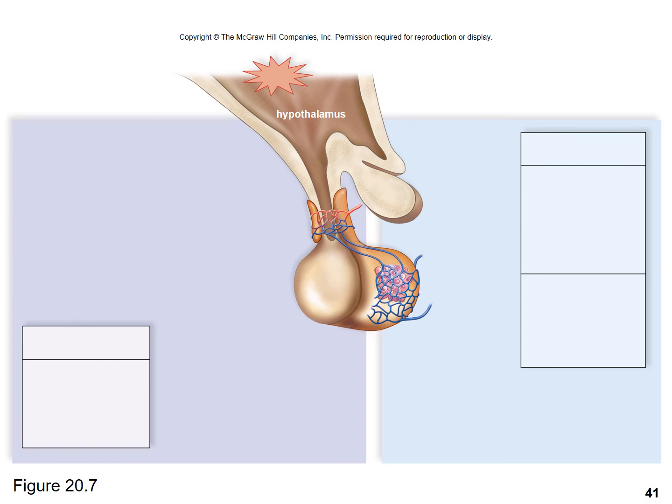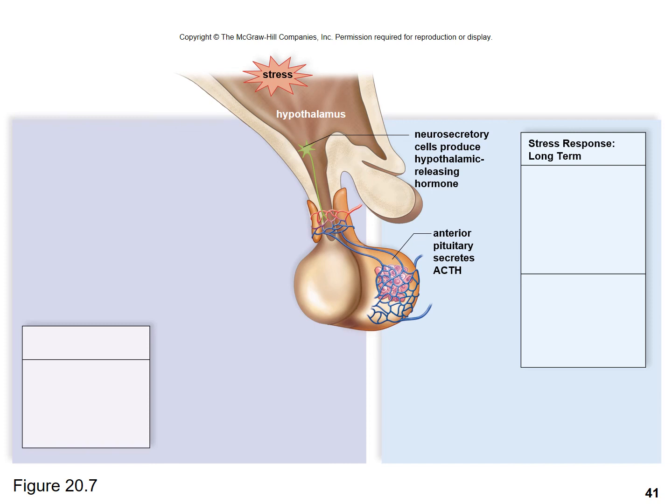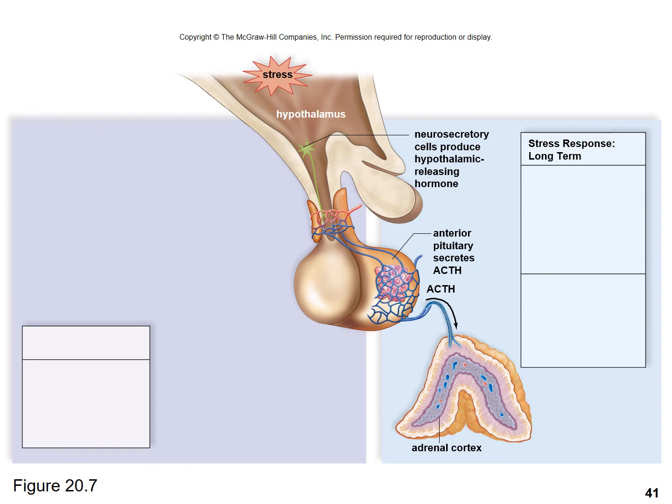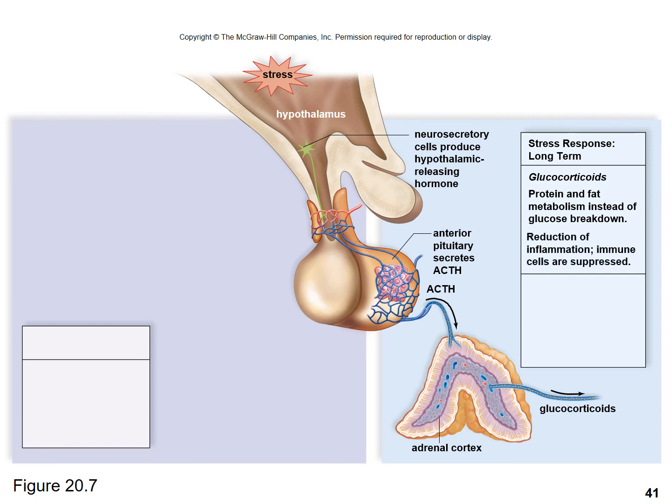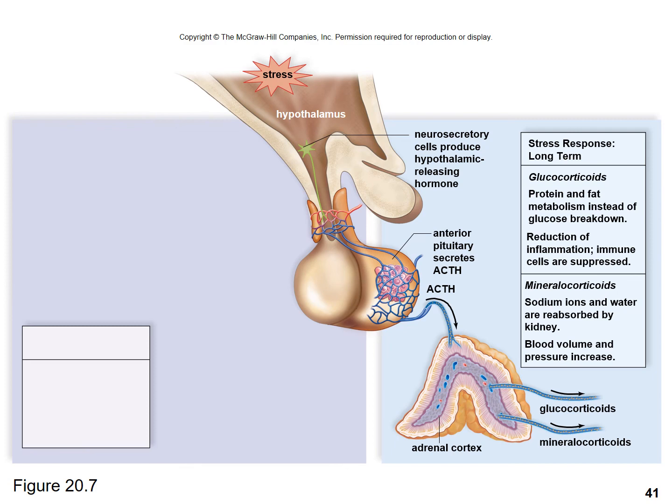So let's take a look at long-term stress and short-term stress responses as directed by the hypothalamus. If you've got some sort of stress over the long term, here's what's going to happen basically. You'll have neurosecretory cells which produce a hypothalamic releasing hormone. And what this particular hormone will do is instruct the anterior pituitary to secrete ACTH, or adrenocorticotropic hormone. ACTH will be released into the bloodstream and make its way to the adrenal cortex. In response, the adrenal cortex will produce glucocorticoids, which will cause protein and fat metabolism instead of glucose breakdown, and will also reduce inflammation. So basically, they'll suppress immune cells. The adrenal cortex will also produce mineralocorticoids, and what these mineralocorticoids will do is cause sodium ions and water to be reabsorbed by the kidney, and therefore blood volume and blood pressure will increase.